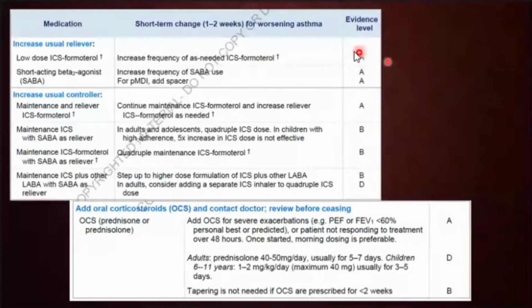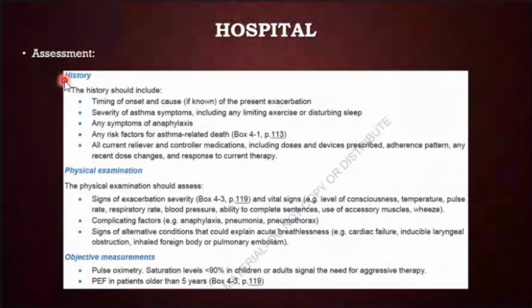Also, this is what you can tell them to do at home. If despite this they're still complaining of symptoms, that is when you tell them to come to the hospital. So in the hospital, what should be done? Assess the history. You assess the timing and cause.